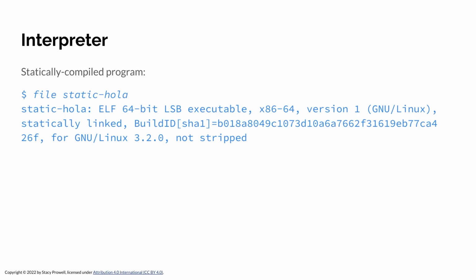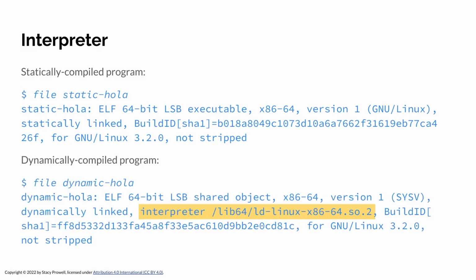So here's a statically compiled program, static Hola. That's what it looks like. Here's our dynamically compiled program, dynamic Hola, and you'll see that it has something the previous one didn't. It has this thing that says interpreter, and the interpreter is /lib64/ld-linux-x86-64.so.2. What? That looks like a shared library, right? A shared object? What is that thing?